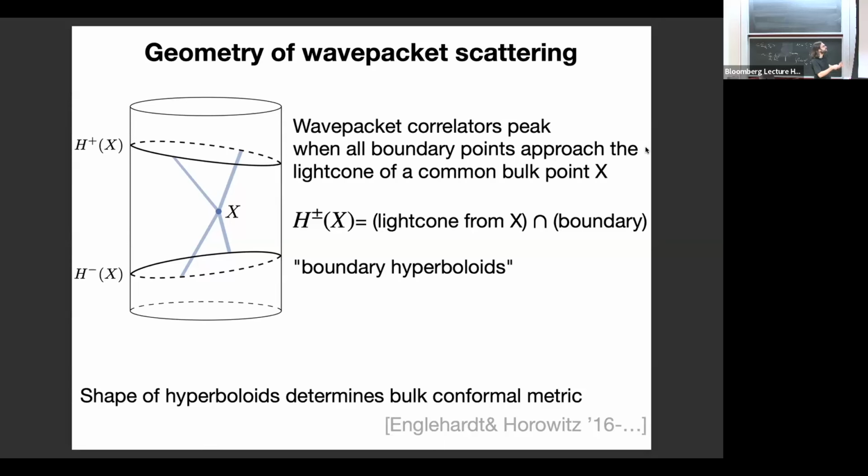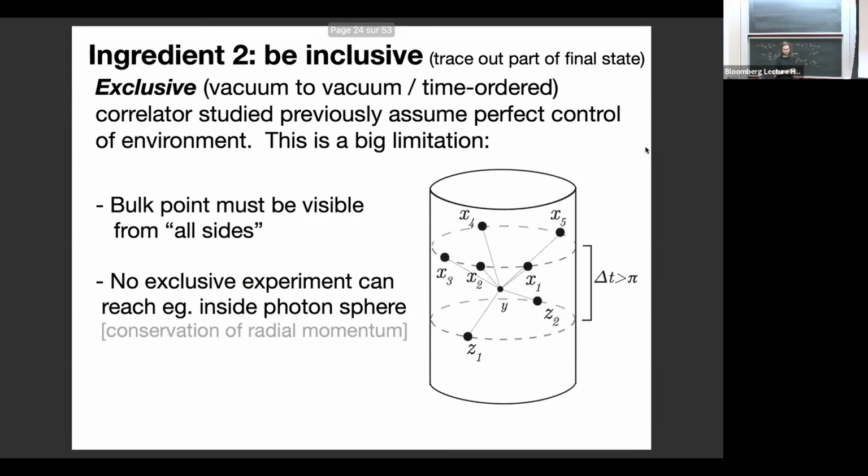And basically, as you vary the point X, this data changes, and this data tells you everything about the conformal geometry of the bulk. In fact, it's been discussed a few years ago how to extract the conformal metric with dust, and we'll describe a very concrete implementation of that. So from the shape of these hyperboloids, you can really read off the bulk conformal metric.